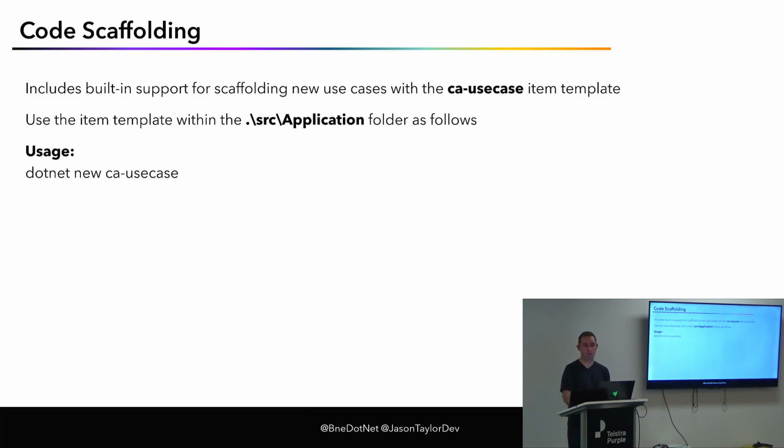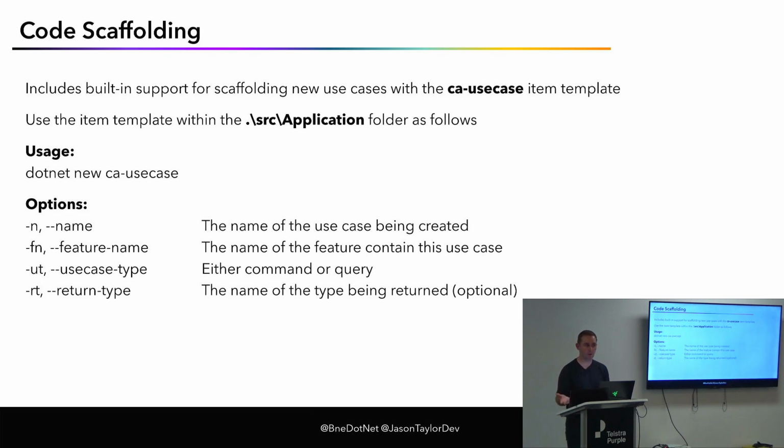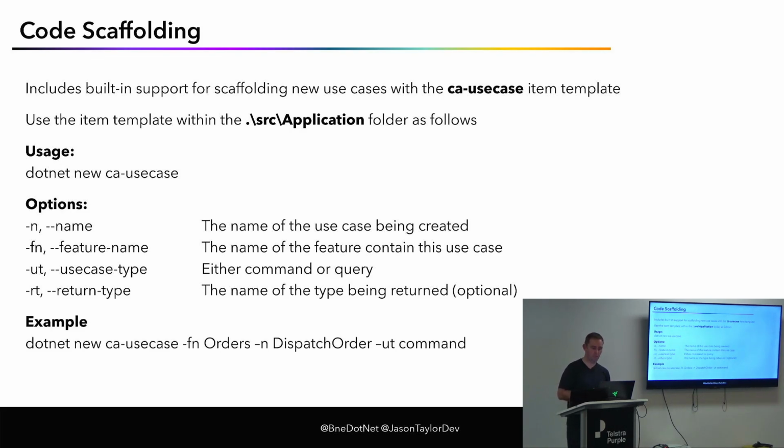So essentially you'll go .NET new use case, you specify some options. The name represents the name of the use case being created. Feature name represents the feature that this use case belongs to. Use case type, either a command or query, and the return type, the name of the type being returned. That can be whatever you want it to be. Maybe you haven't created it yet. This is a demonstration of creating the dispatch orders use case. So we go .NET new, CA use case, feature name orders, name of the use case dispatch order, and the use case type is command.